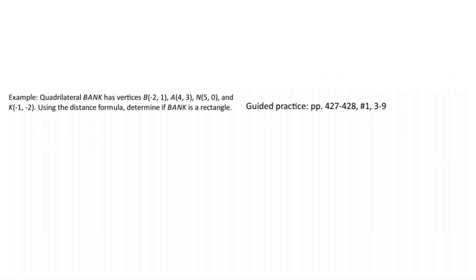Finally, perhaps I could be asked the same question, and this time use the distance formula to determine if BANK is a rectangle. Well, because we're not using the definition, that is, we're not proving that the 4 angles are right angles, we're going to first need to prove that BANK is a parallelogram. We did this in the last lesson. You'll remember you measure all 4 sides and make sure opposite sides are congruent.